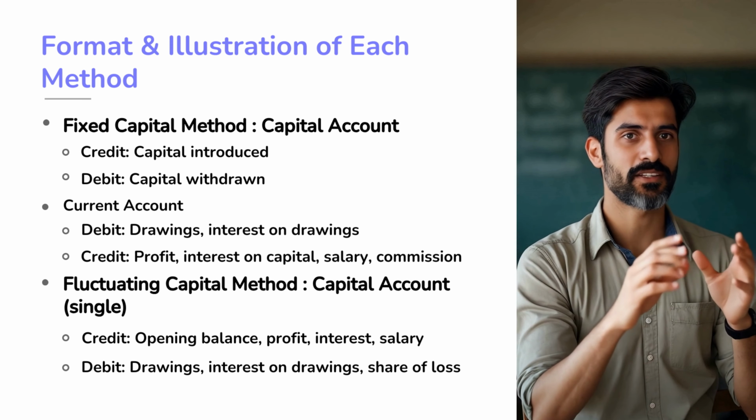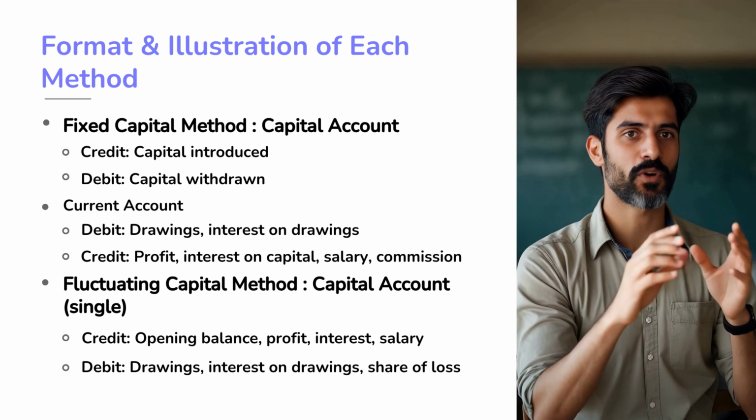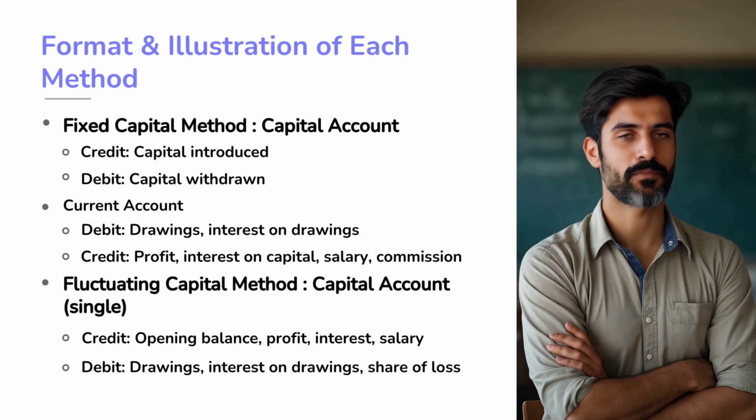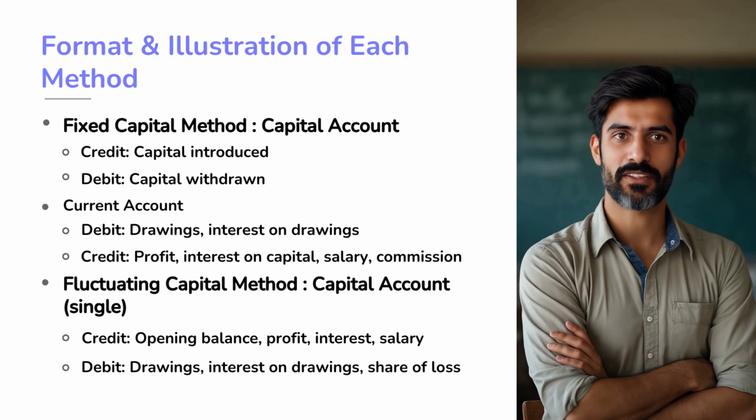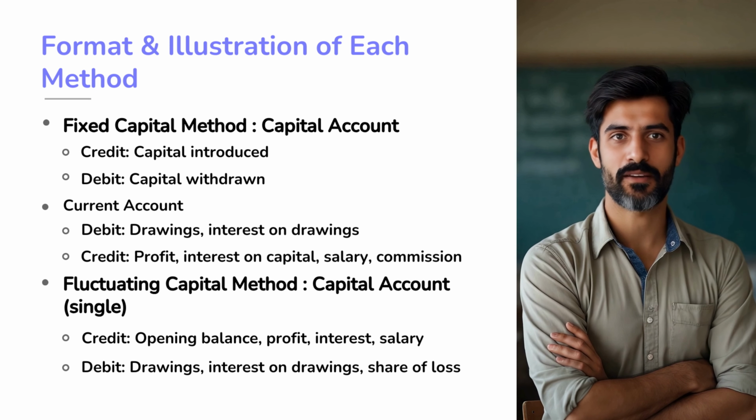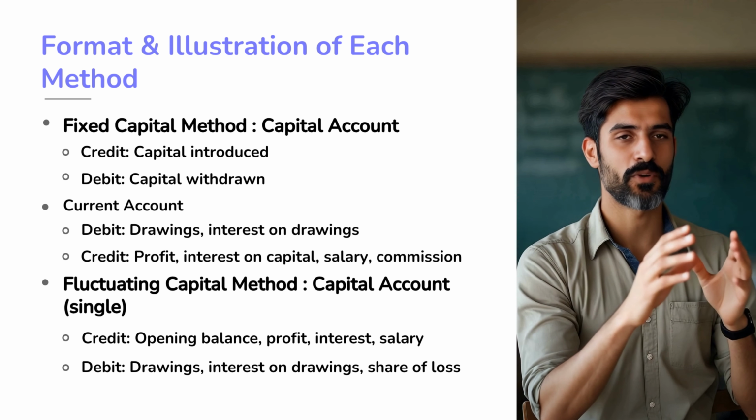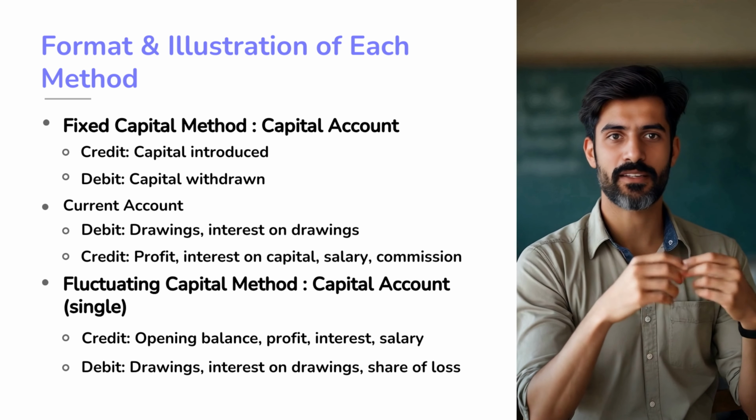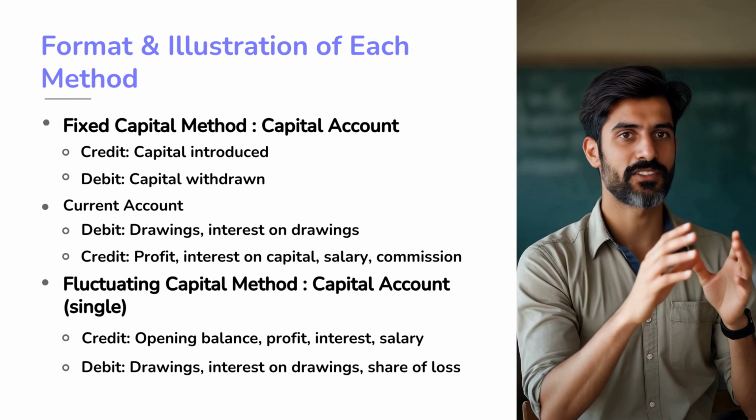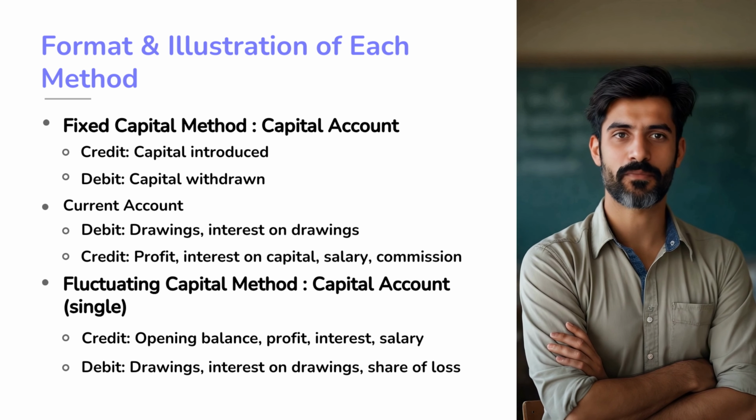Fixed capital method. You'll work with two separate ledgers per partner: one capital account, credit, when capital is introduced; debit, when capital is permanently withdrawn; two, current account, debit, for drawings and interest on drawings; credit, for profit share, interest on capital, salary, or commission. This method keeps things organized, especially when capital changes are rare.